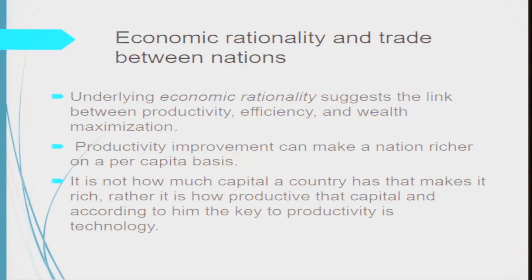Now this wealth maximization should be differentiated from the wealth that is created simply by selling the raw materials, simply by selling the petrol or any such natural resources, and the wealth that is generated by the technological outcome or by enhancement of the technology. Productivity improvement can make a nation richer on a per capita basis.